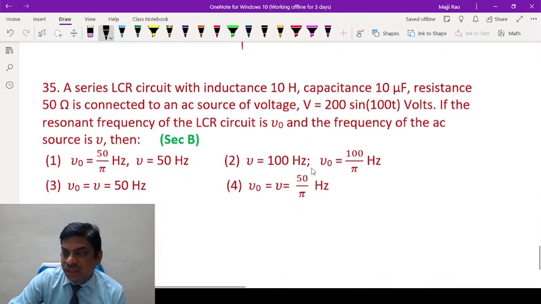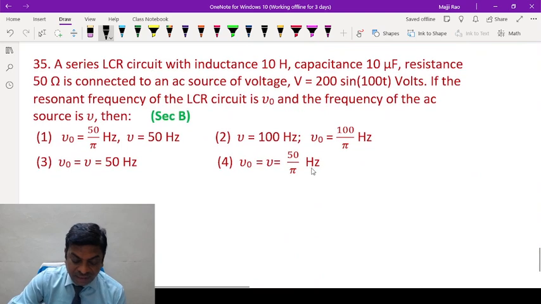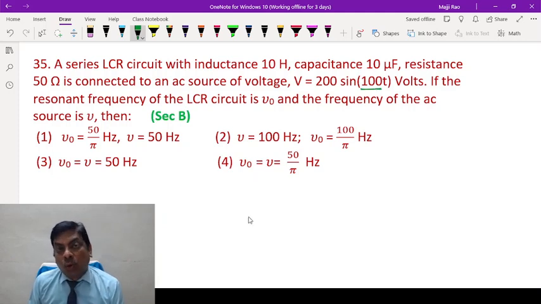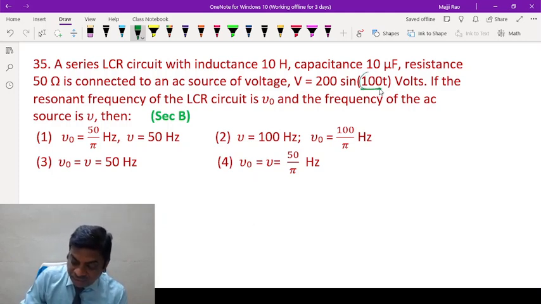Moving on to the next question, that is question 35. A series LCR circuit with inductance 10 Henry, capacitance this much, resistance this much is connected to an AC source of voltage this. If the resonant frequency of the LCR is nu naught and the frequency of the AC source is nu, then. Now we all know that angular frequency is given by the coefficient of t. So omega is basically 100, and we all know omega is 2 pi into frequency.